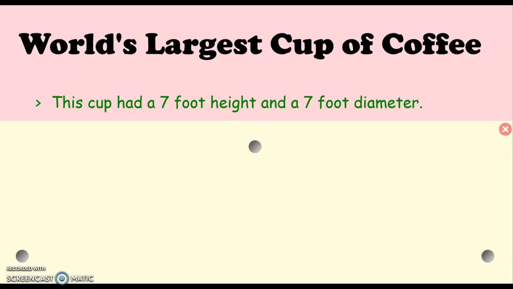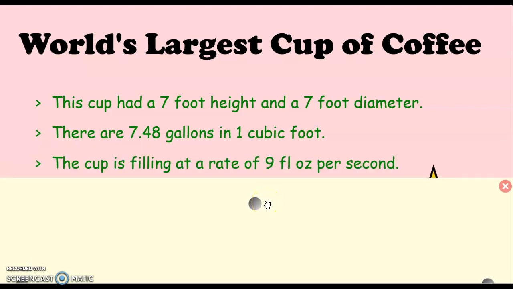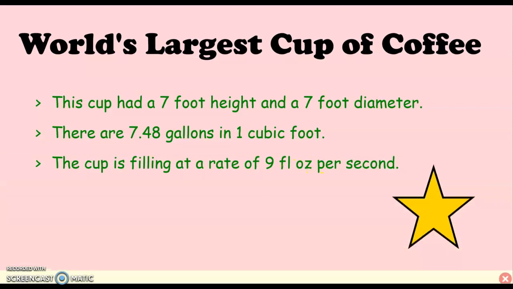So think about that cup of coffee. I'm going to tell you that the cup is 7 feet high and has a 7-foot diameter, which is 7 feet across. I'm also going to tell you that there are 7.48 gallons in 1 cubic foot. And the cup is filling at a rate of 9 fluid ounces per second. And so you can see that that is going to help you.